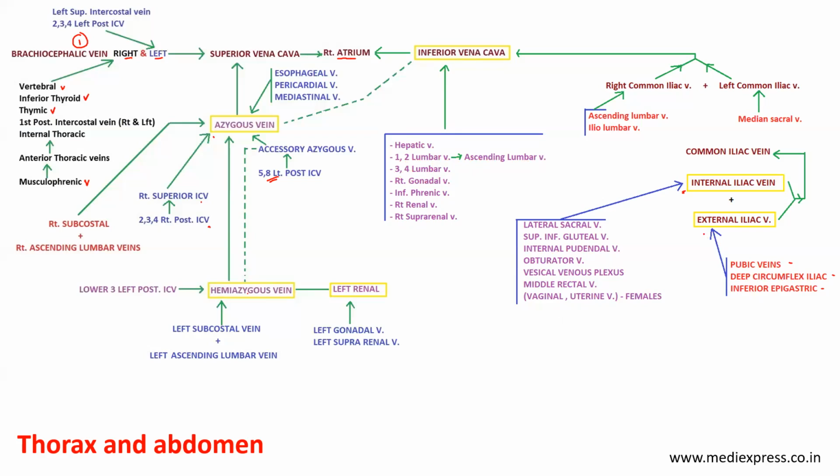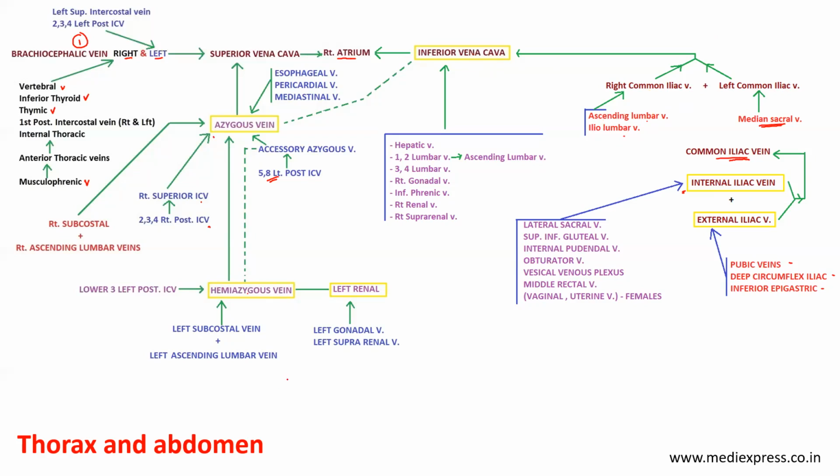These will go and drain into the external iliac. Now, the blood in the internal iliac and the external iliac will together drain into the common iliac veins. Remember the common iliac vein: we have the left common iliac and the right. They will also have received blood from the ascending lumbar veins and iliolumbar veins. And the left will again receive from the medial sacral vein. So together, this will drain into the inferior vena cava.